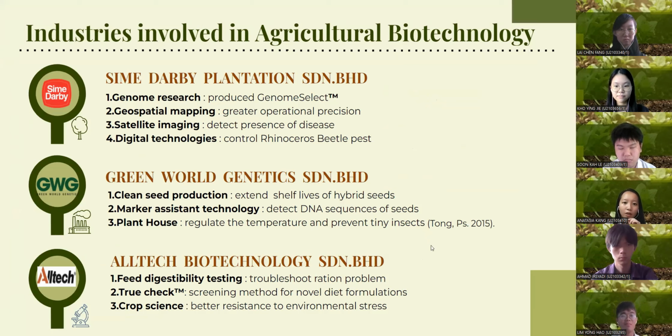The second one is Greenwood Genetic, which has clean seed production to extend the shelf life of hybrid seed, marker-assisted technology to detect DNA sequence of seed, plant house to regulate the temperature and prevent tiny insect. The third one would be Altec Biotechnology, which has feed digestibility testing to troubleshoot ration problem quickly through check effective screening method for novel diet formulation and crop science for better resistance to environmental stress.